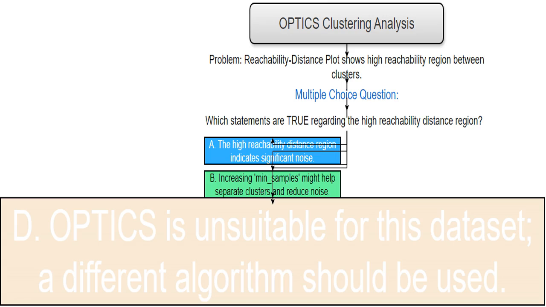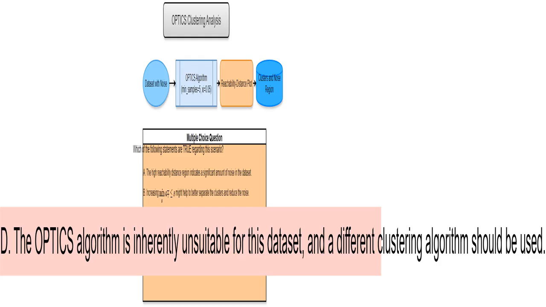I don't think so. Optics is designed to handle noisy data and varying densities. The problem is likely due to parameter settings, not an inherent limitation of the algorithm. I disagree with this statement. Optics is a powerful algorithm, designed to handle datasets with varying densities and noise, like the one described. The problem is likely due to the parameter settings or the data itself, not optics's limitations. It's not about the algorithm being unsuitable. It's about finding the right settings or maybe even considering another algorithm if this one is not giving good results after trying different configurations.